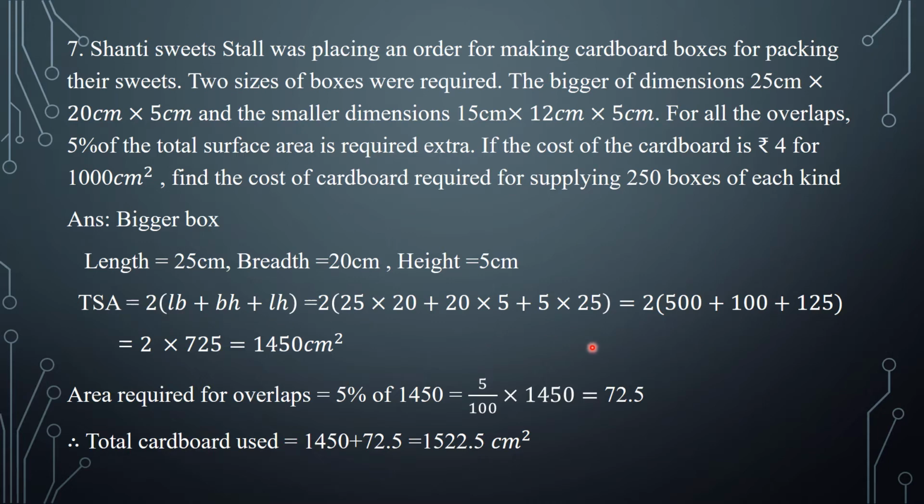Substituting the values, we can see the answer as 1450 centimeter square. For the flaps and all, we can see there is 5% of total surface area required extra. So we can say the overlaps area will be 5% of 1450, which is 72.5. Therefore, the cardboard used for making a bigger box will be 1450 plus 72.5, which is 1522.5 centimeter square.